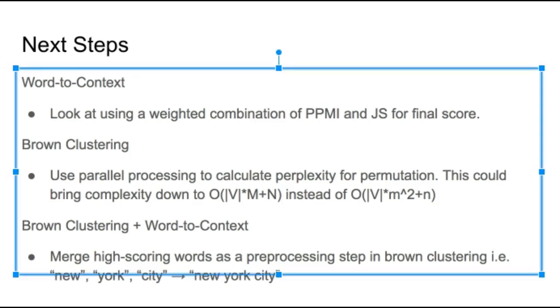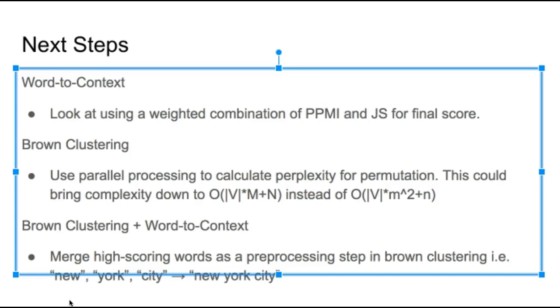For Brown clustering, I think we could look at using parallel processing to calculate the perplexity of all permutations. This could bring down the complexity to O(V times n plus n), while the implementation I had was V times n to the power of 2 plus n, which even that one is a faster implementation than the naive implementation, which is V to the power of 5.